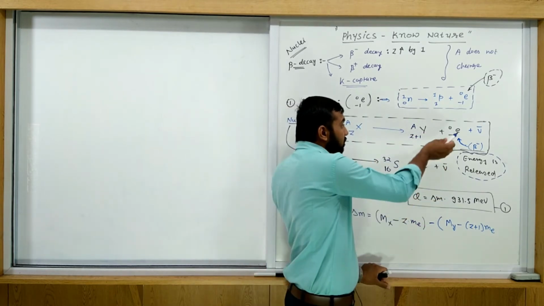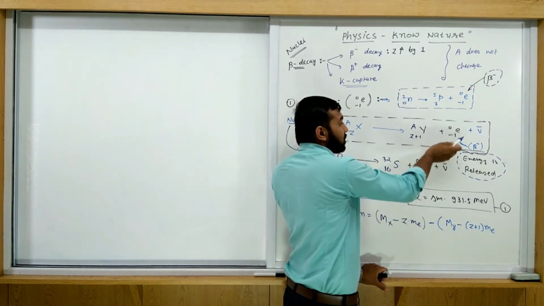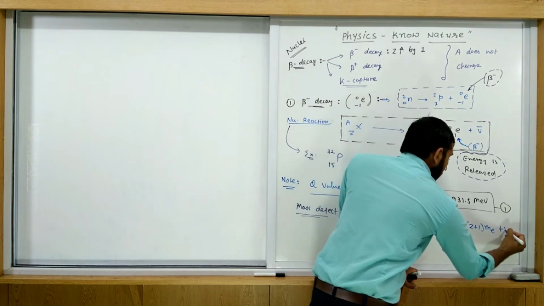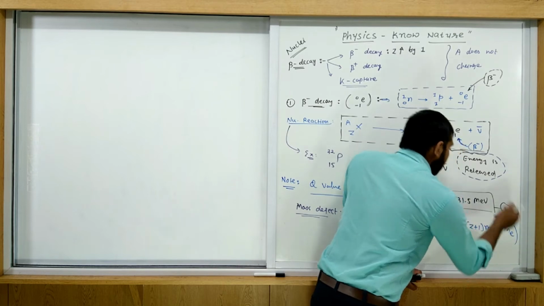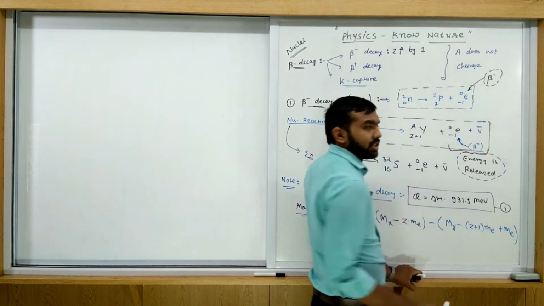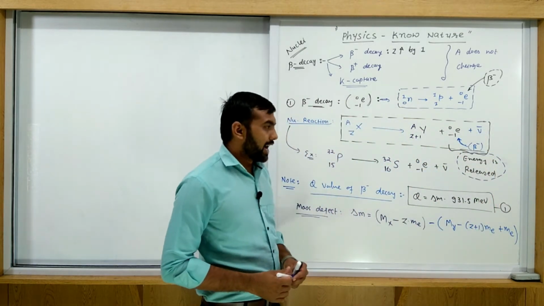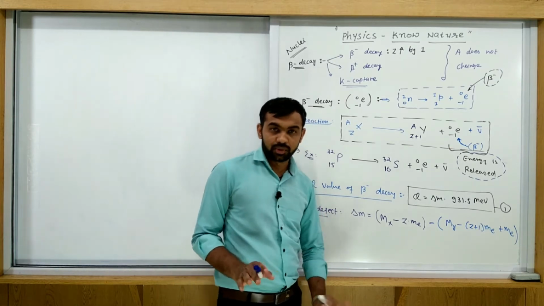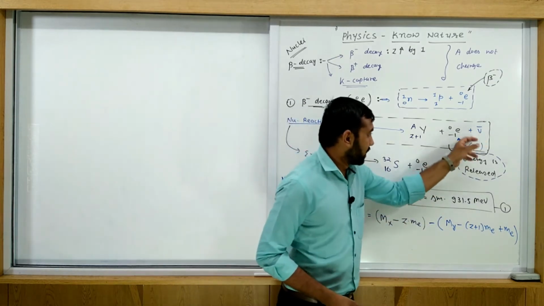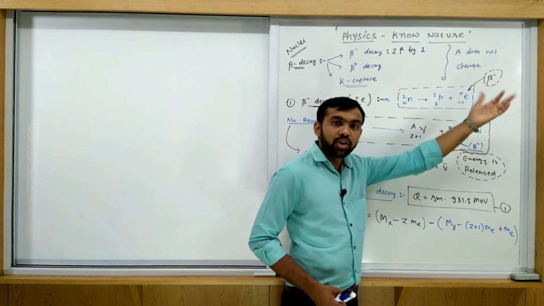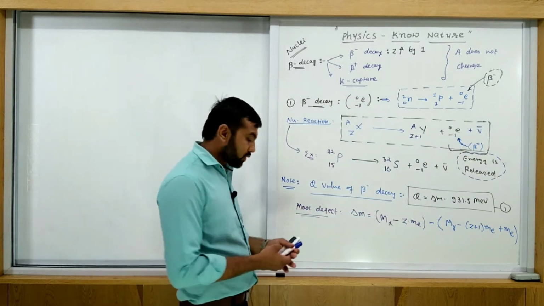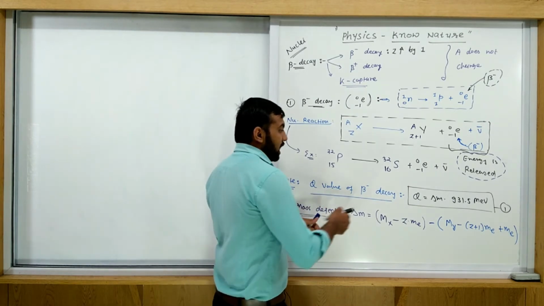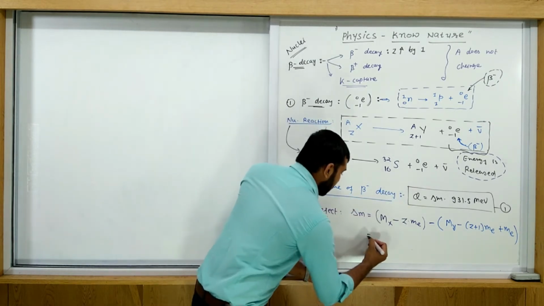But again, one electron is present additionally. So plus the mass of the electron. The antineutrino is not counted because its rest mass is almost 0. We will discuss neutrino and antineutrino later on, but this is the relation. Now let's simplify this relation, so we get the final answer for the mass defect and put it here.